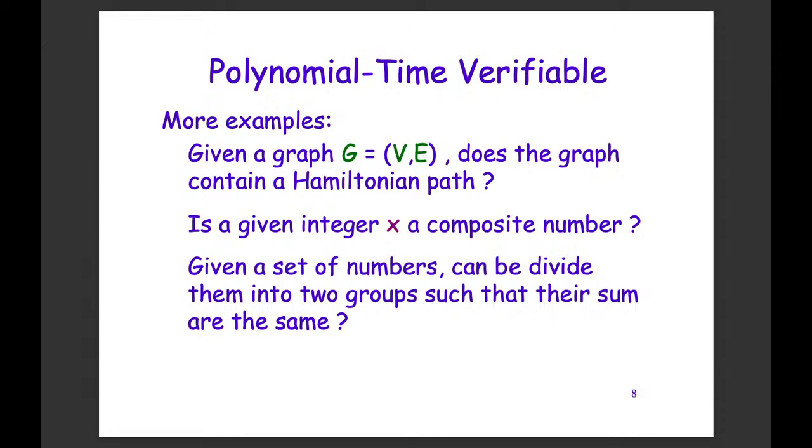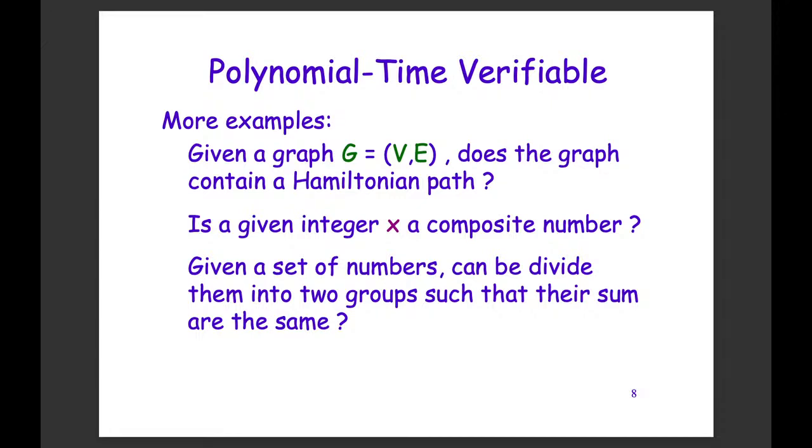And then another one is, suppose that I have a collection of numbers. Can we divide this collection of numbers into two groups such that the sum of each group turns out to be equal to the sum of the other group? Okay, so the sums of these groups are the same. For instance, suppose that I have the set of numbers 1, 2, 3, 4. This is a very simple collection.